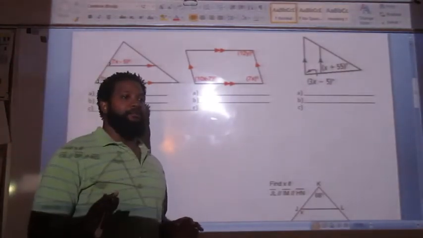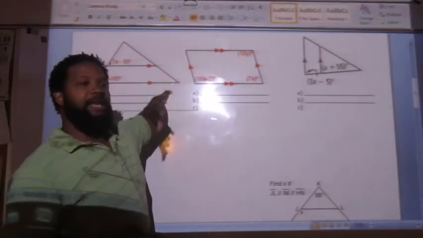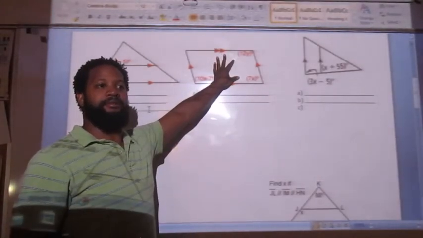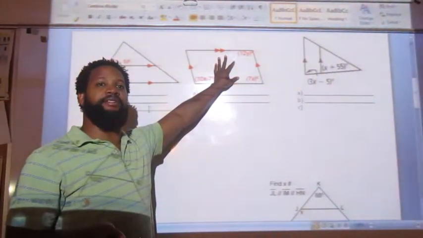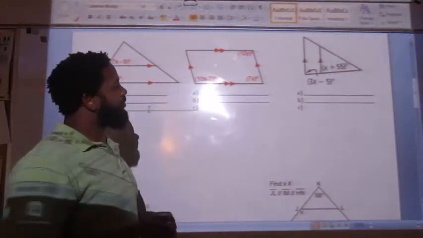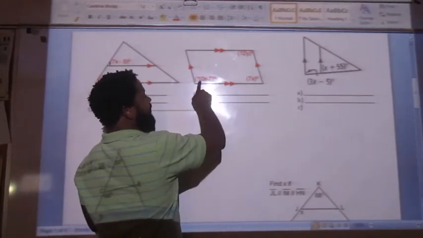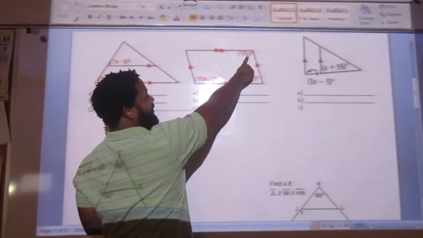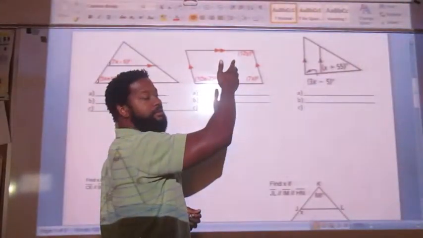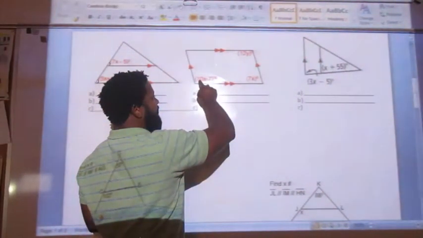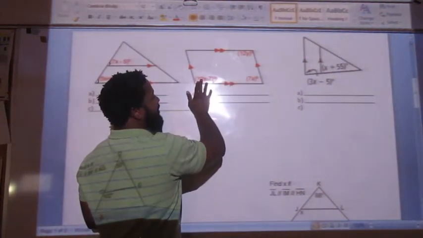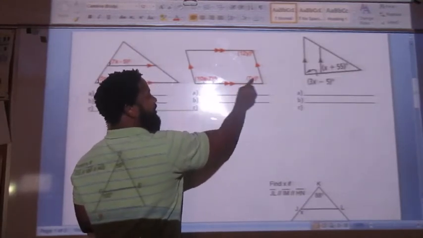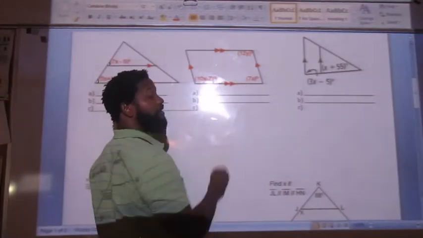Let me help y'all out, okay? Imagine this being flipped. You said what, Miss Burns? So it'll be consecutive interior. Let me tell you why: because they're both on the same side. You have your y right here that's off there by itself, right? And you have these two x's right here, right? Because this is an x right here and this is an x right here, these two added together equal how much?